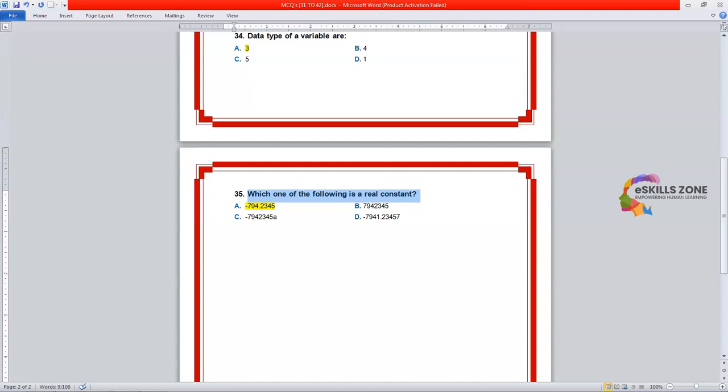Next number 35. Question is integer data type is used to store float value, B, signed integer value, C, integer values, or D, real values. So the right answer is option C, integer values.